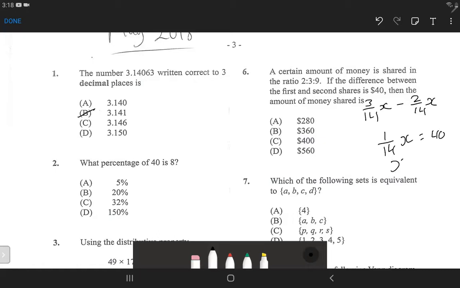So you want to get x alone, so you multiply by 14. 40 by 14, that is 140 by 4. 4 fours are 16, 4 ones are 4, and 1 is 5. So that's this one here.